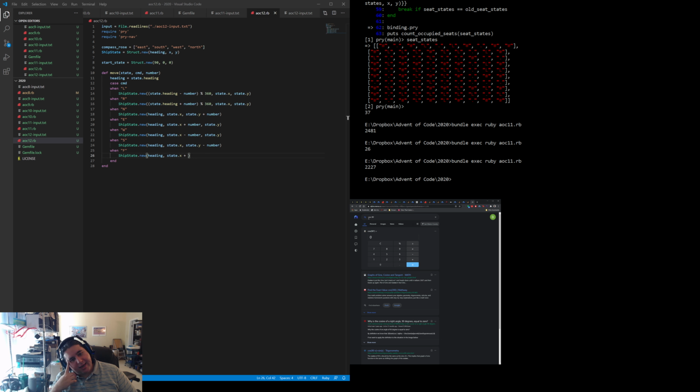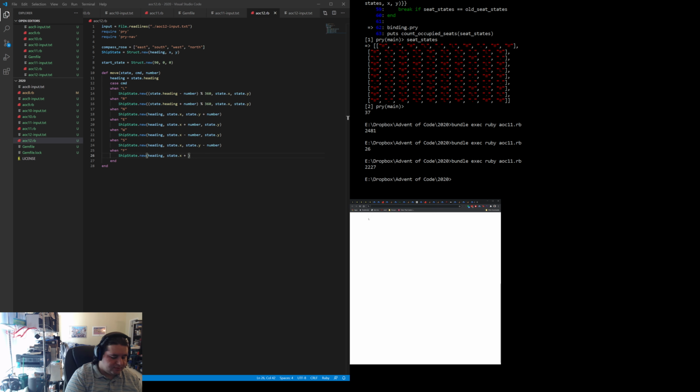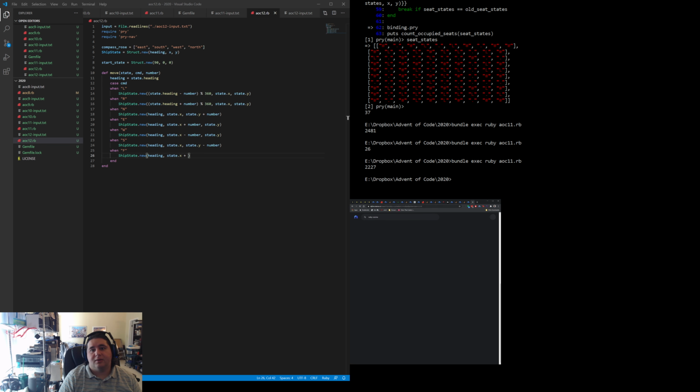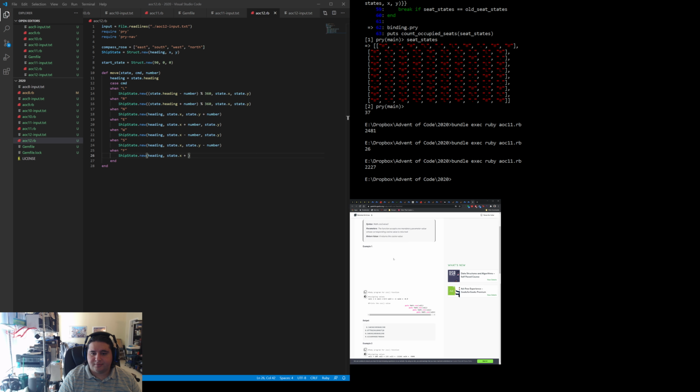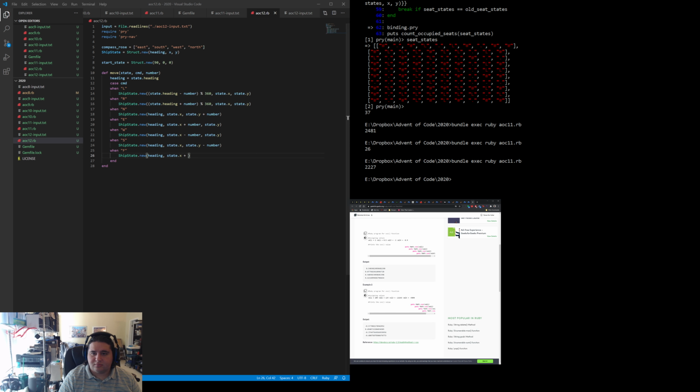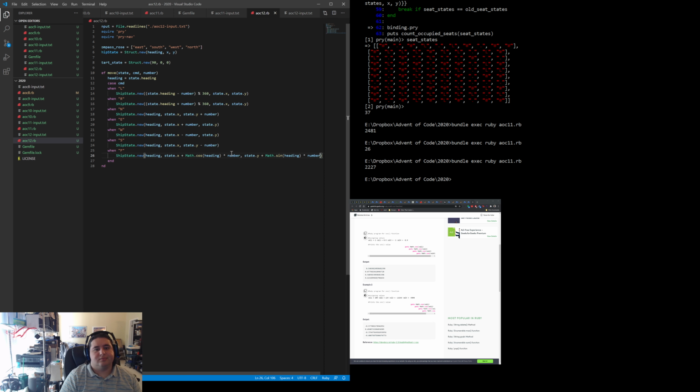So the x movement should be cosine. So what's Ruby cosine? Is there a math function? It's Math.cos, right? Yeah. Plus Math.cos heading times number, state.y plus Math.sin heading times number. I think it should just be that. Let's see how badly I'm off.